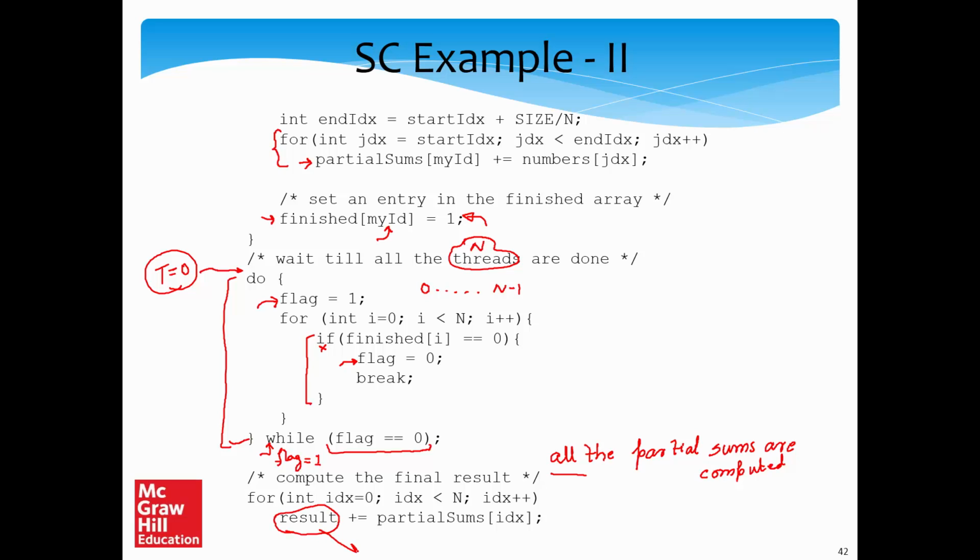Then life is easy. We compute the final result, which is just a simple pass through the partial sums array. We just add all the partial sums and we have the final result. As simple as that. So as we see, a difference from OpenMP is that this entire part of the code, where we actually checked if each of the entries is done or not, and then we waited, was hidden from us. It was taken care of.